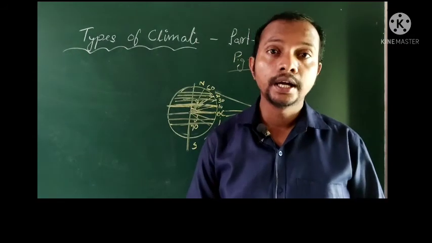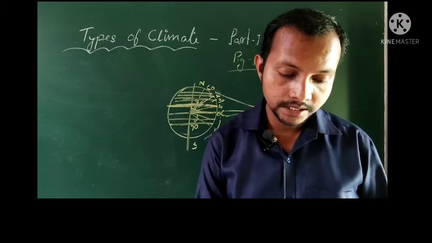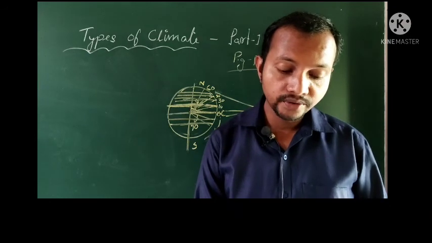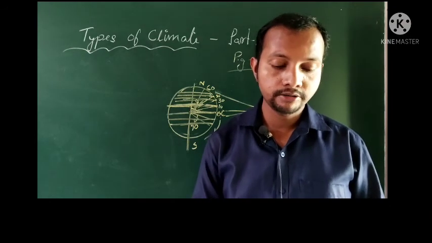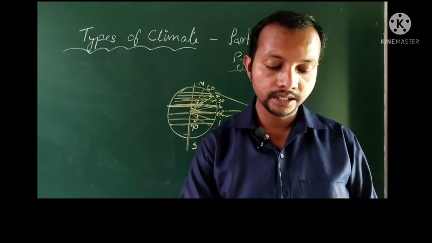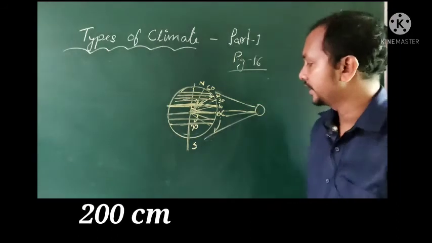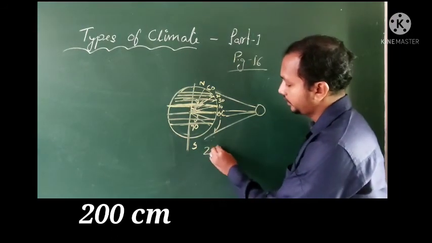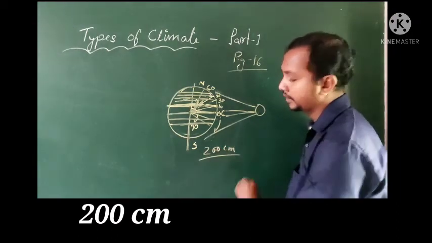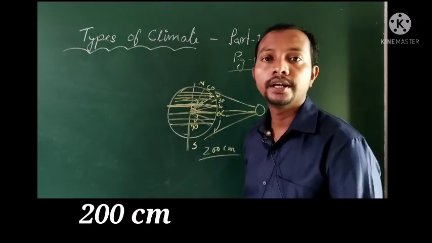Dear friends, so what we can say is the average rainfall this equatorial climate region experiences is 200 centimeter. This is the average rainfall it experiences.